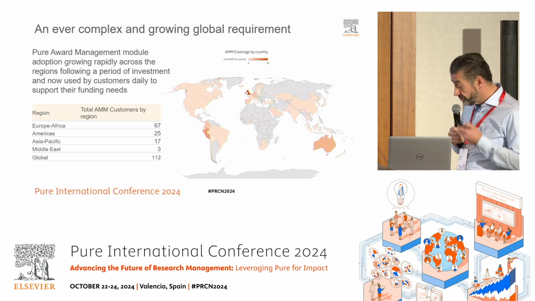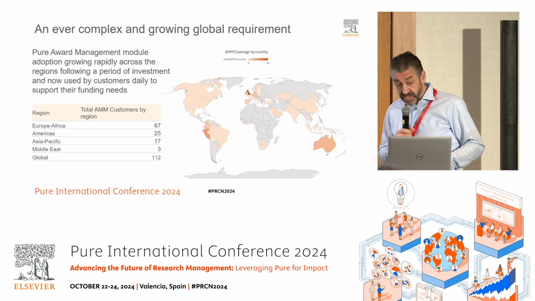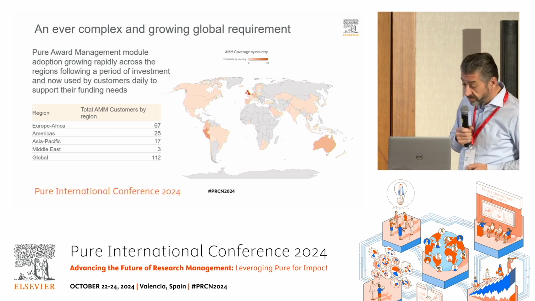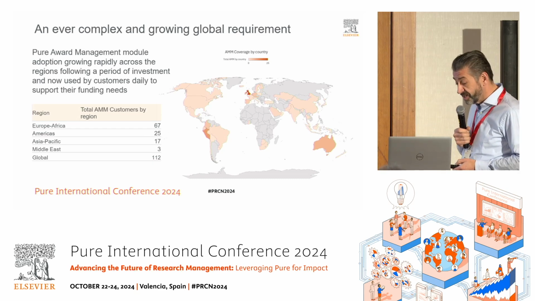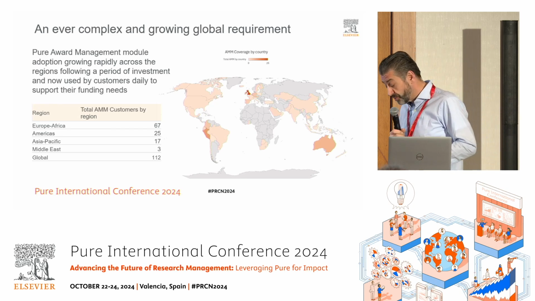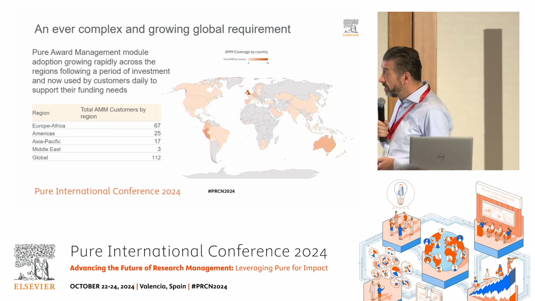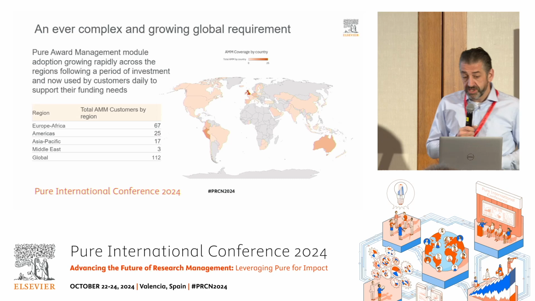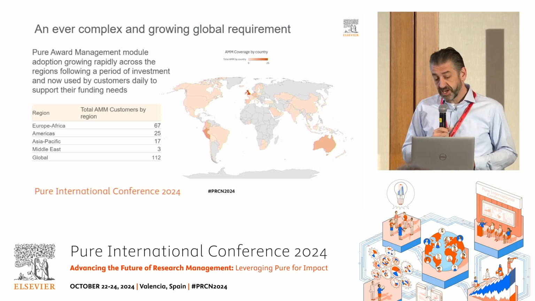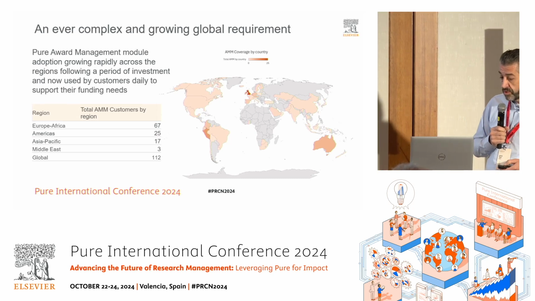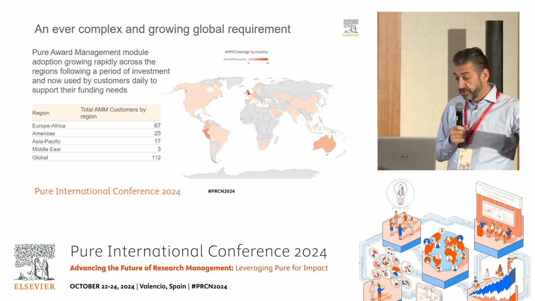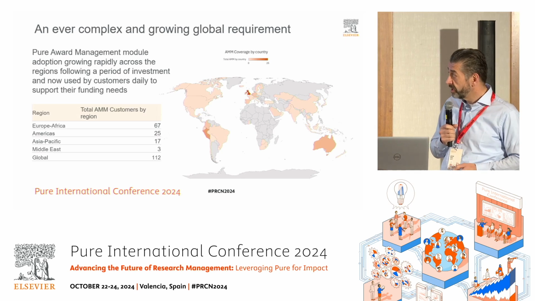As I mentioned in the roadmap session yesterday, the eagle-eyed viewers among you will notice that these numbers are in fact different. This is an earlier set of numbers. We've now gone up to 125 users globally. The point of emphasis of this slide was to say that award management isn't something that only happens in, for example, the UK and Europe. It's very, very prevalent globally.